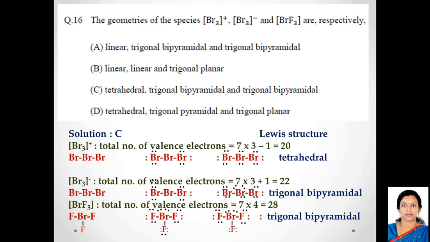It's a T-shaped molecule. So from the Lewis structures, we figured out that the bromonium cation is a tetrahedral arrangement, the tribromide anion is a trigonal bipyramidal arrangement, and bromine trifluoride is again a trigonal bipyramidal arrangement. So our option C is the correct answer. C is our correct answer. Moving on to question number 17.